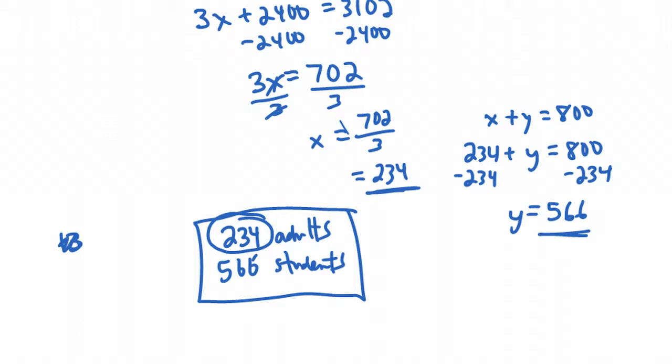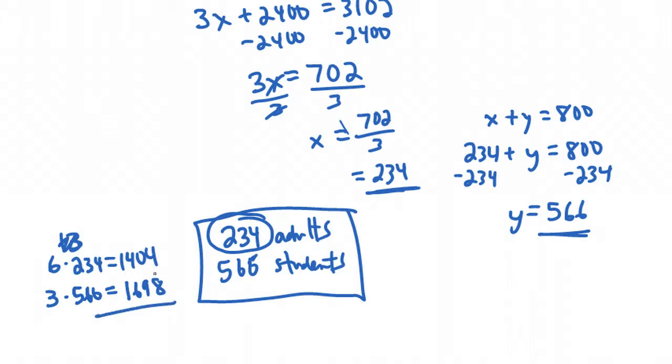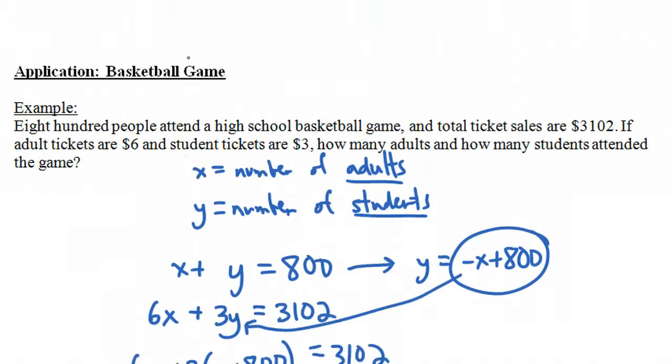Actually, let me do this on a calculator here. Okay, 6 times 234 would be $1,404. That's how much money is coming in from the adults. And the student tickets are $3 a ticket, so 3 times 566, that would be $1,698. And so $1,698 is coming in from students, $1,404 from adults. What is that total? Well, if we add this up, we get $3,102. And notice that's the total amount of money that did come in. So we did this correctly.